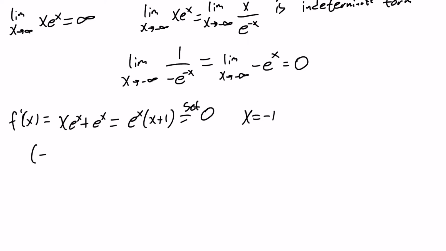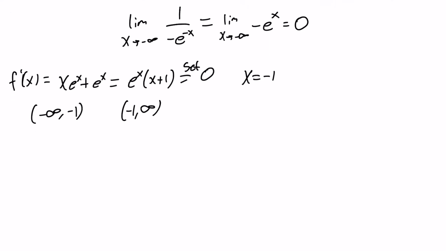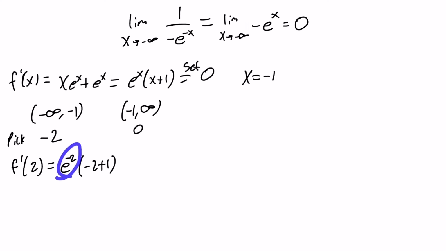Let's use that to break the number line into intervals from minus infinity to minus 1 and from minus 1 to infinity. And we can pick points from here. I'll pick negative 2 and 0. We plug those into the derivative. So f prime of negative 2 is e to the minus 2 times minus 2 plus 1. E raised to powers is always positive. So this is positive, this is negative. This tells us this will be less than 0.